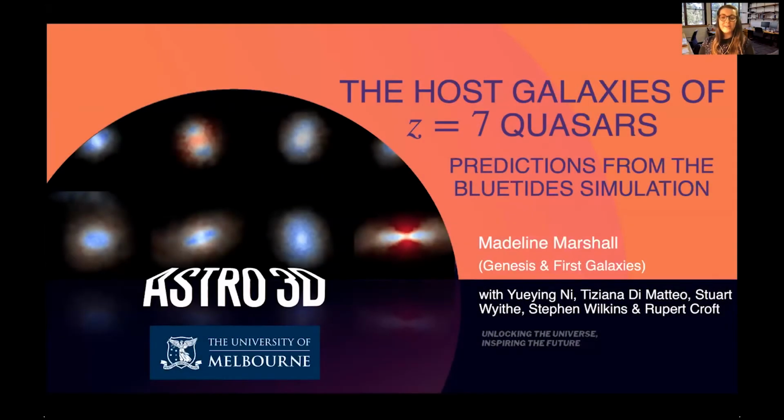Okay, hello. So today I'm going to tell you about some work that I've been doing using the BlueTides simulation to try and understand the host galaxies of redshift 7 quasars.